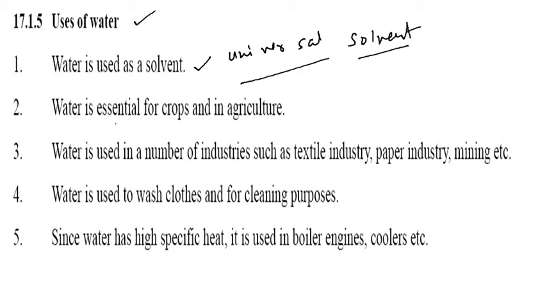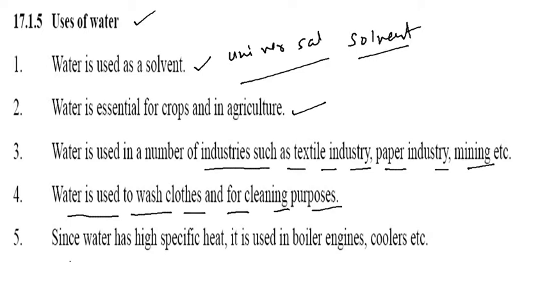So water is essential for crops and agriculture. Water is used in a number of industries, such as textile industry, paper industry and mining also. Water is used to wash clothes for cleaning purposes, and since water has high specific heat, it is used in boilers, engines and coolers.